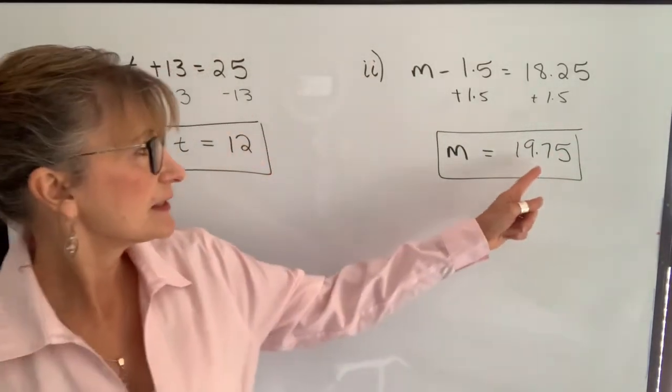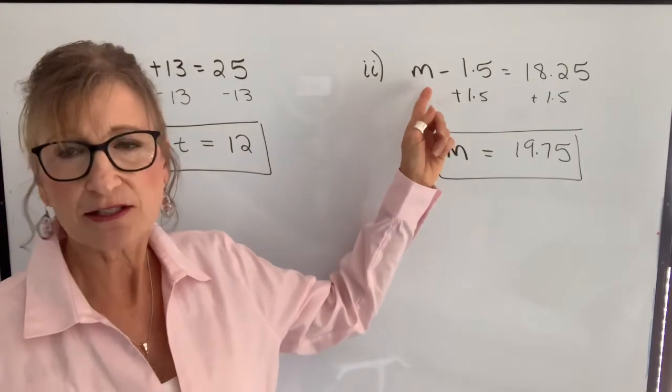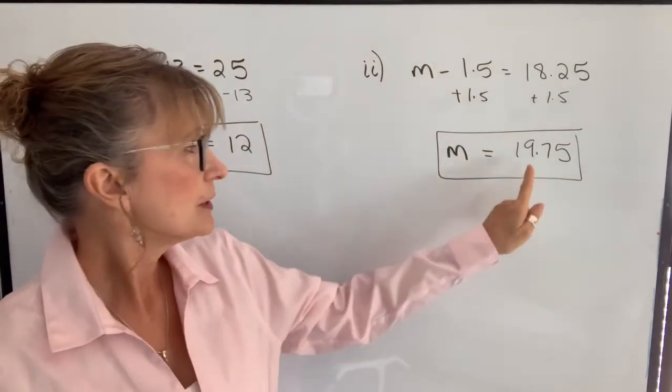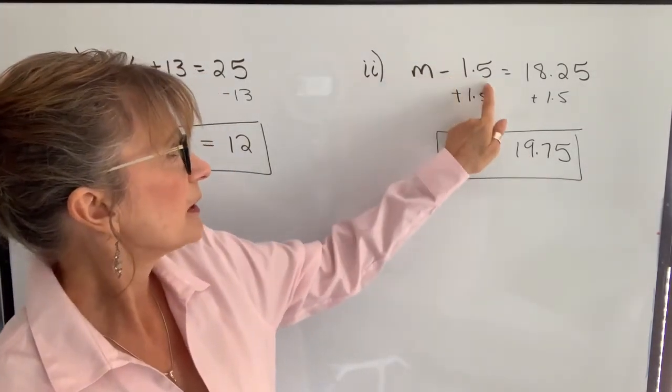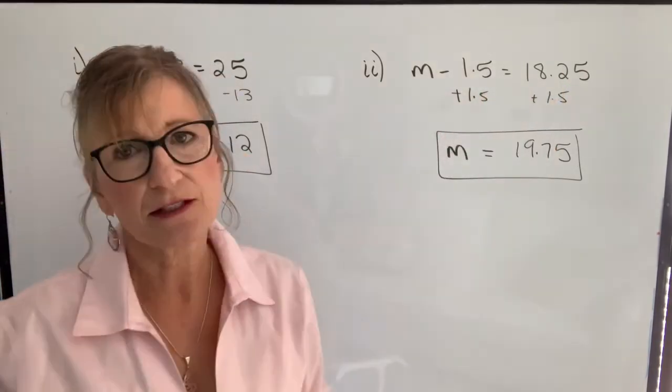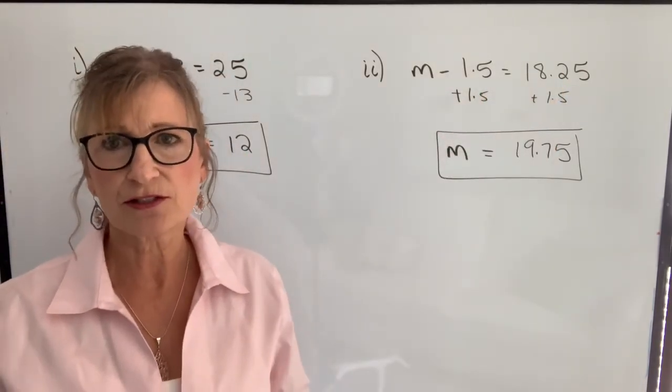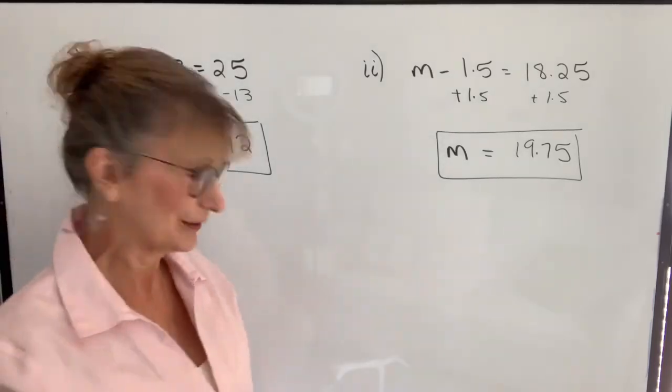Again, we can plug this into our original equation and check to see that it does make our statement true. So 19.75 minus 1.5, yes, it does equal 18.25, so I know my solution is correct. Let's look at some more.